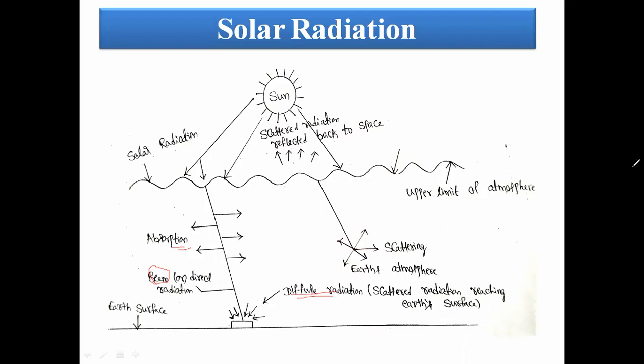That is the scattered radiation reaching the Earth's surface. And the global radiation is the combination of both direct and diffuse radiation. So in solar radiation, there are three types: direct radiation, diffuse radiation, and global radiation.